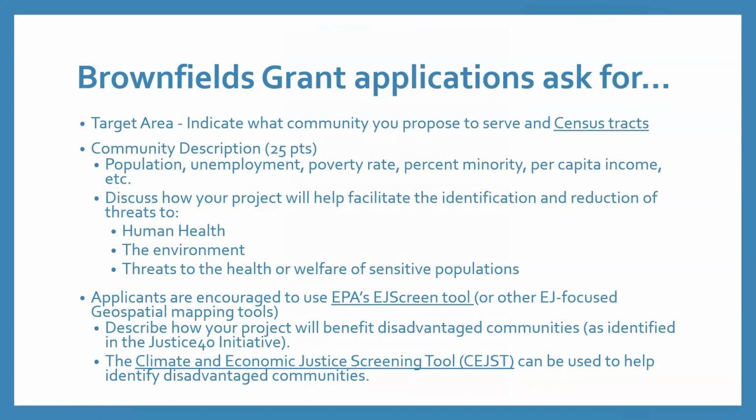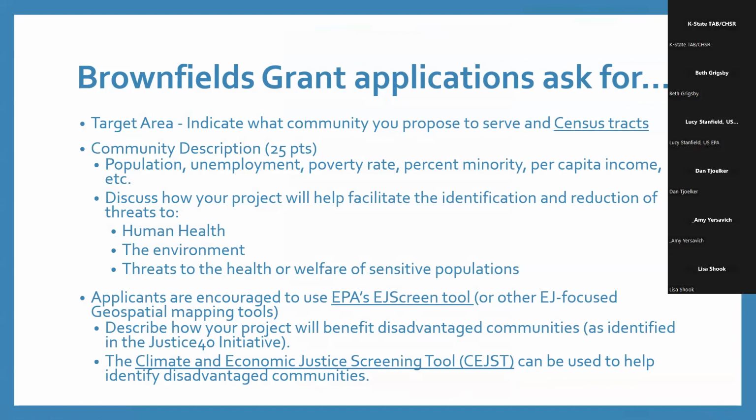Because the applications ask for describing your community, specifically census tracts. It may not be your whole community, your whole city, might just be a portion of it, or a neighborhood, or a collection of neighborhoods. And what those applications are asking for are community descriptions, not only the demographics, population, income, statistics, but also discuss how your project will help facilitate either identifying or reducing those threats to human health and environment. And so you're wondering, your community's the best, but these tools are here to help you also provide some data in your application to make it that much stronger.